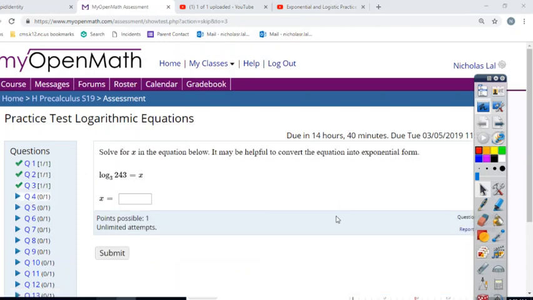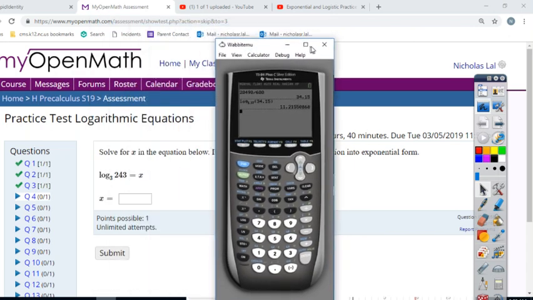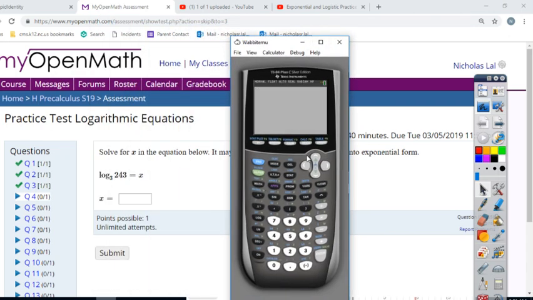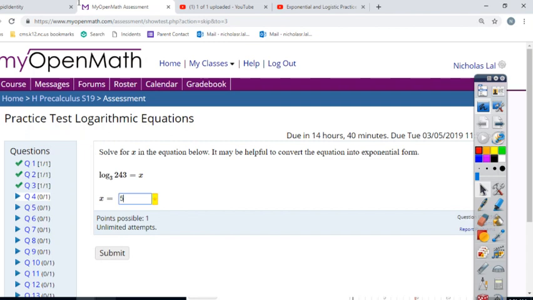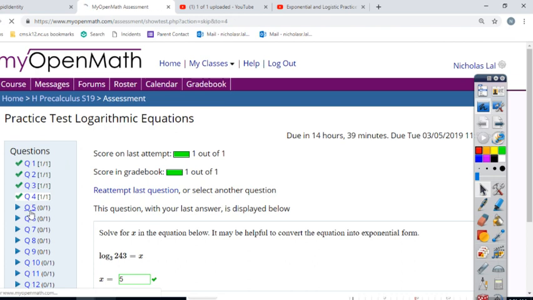Let me close that object. You have the log base 3 of 243 is equal to x. This is very simple to evaluate. I take my calculator and evaluate math, up, log base. I find the log base 3 of 243. That is equal to 5. So, I answer 5. All right, that's right. Go on to question 5.